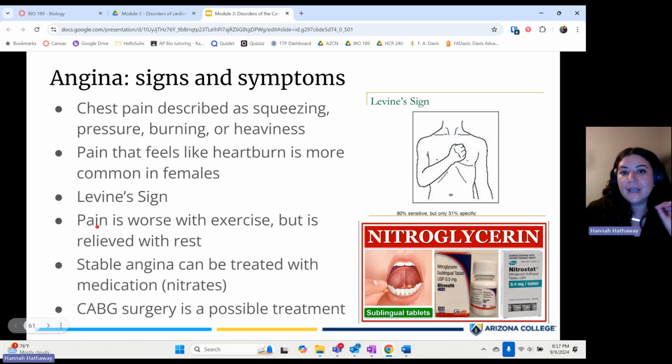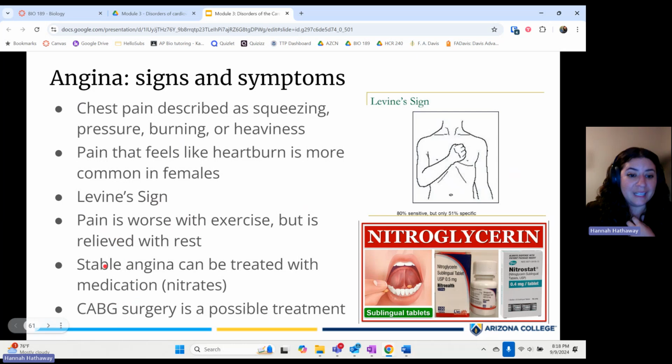Because angina is temporary, what will happen is pain will get worse with exercise, but it's going to get better with rest. And that's because if you're resting and the heart doesn't need as much oxygen, then the amount of blood it's getting is going to be sufficient and the pain will go away. And then similarly, people who have angina, specifically stable angina, can treat it with a type of medication called nitroglycerin, which essentially is a super fast vasodilator. So you put it under your tongue, medicines under the tongue get absorbed really, really quickly. And so it's a super fast way to open up those coronary arteries and increase blood flow to the heart, which reduces that pain.